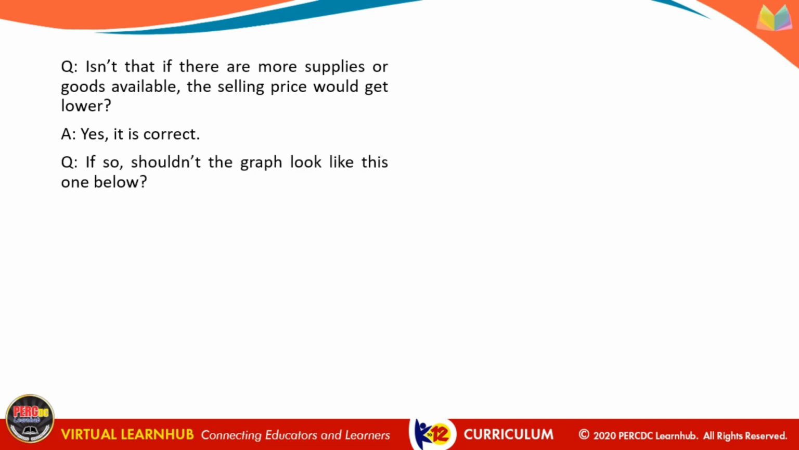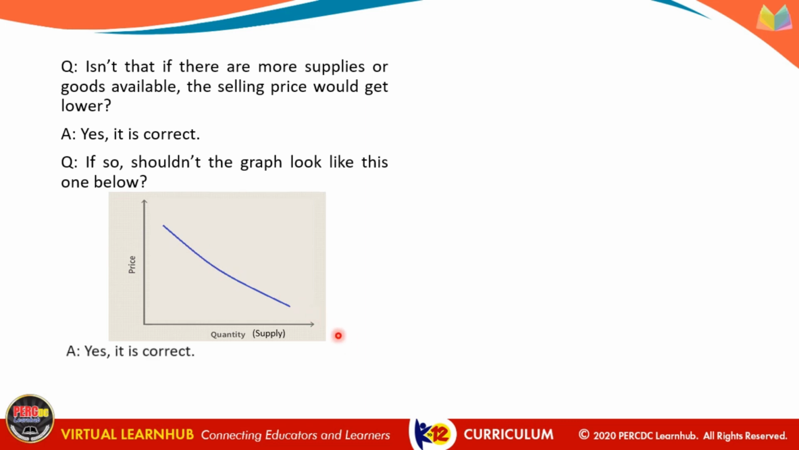Follow-up question: if so, shouldn't the graph look like this one below? We have price on the y-axis and quantity of supply on the x-axis. And the curve is sloping downward to the right. Answer: yes, it is correct. In this graph, we can see that if supply decreases, price increases. And if supply increases, price decreases. Okay? So another follow-up question.